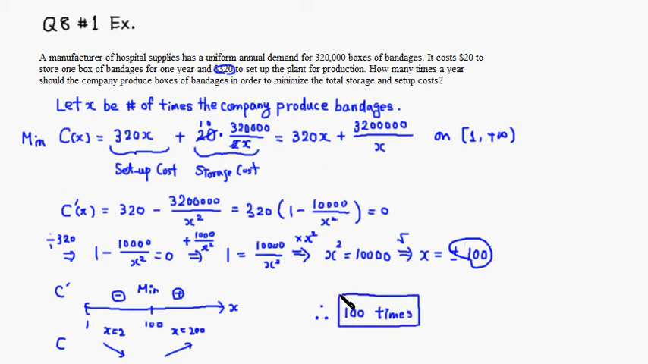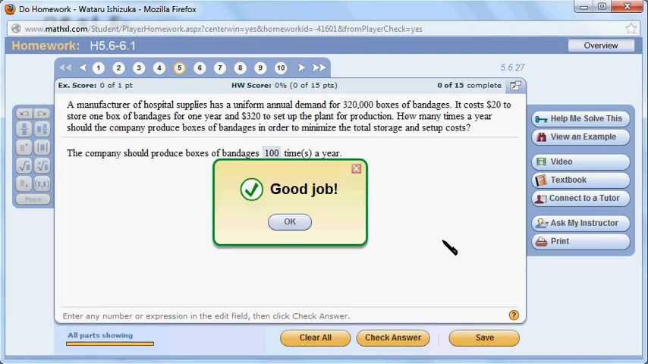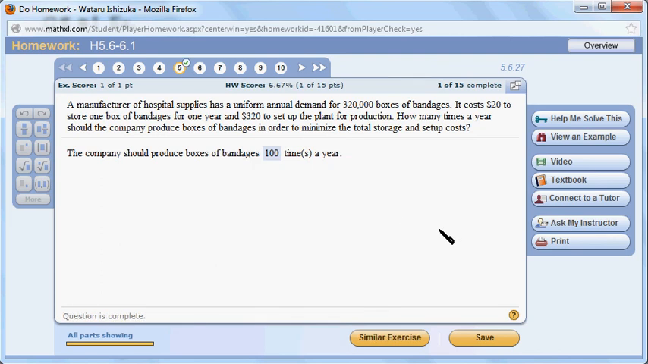All right, so let's type it in and see if they like our answer. It's going to be 100 times a year. Check the answer. All right, that's it. I hope that this was clear.